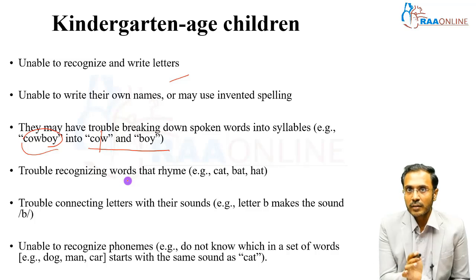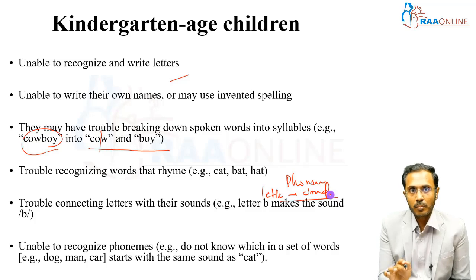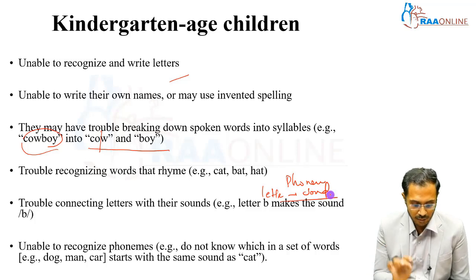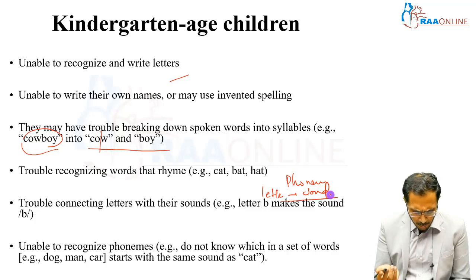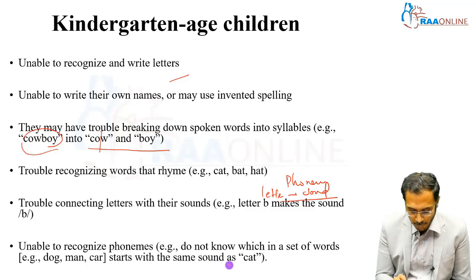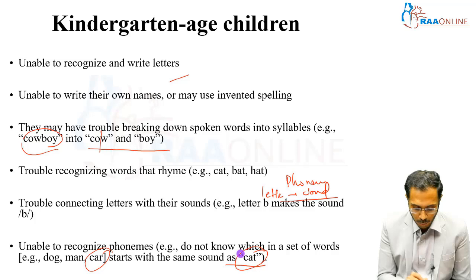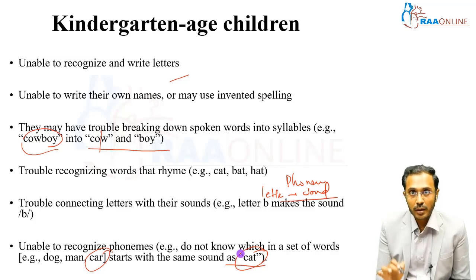These are all the things I told about phonemic awareness. Basic phonemic awareness is connecting letter with the sound. This is the basic cognitive problem that will present as reading disability. And they have problems in recognizing phonemes. They do not know which set of words starts with the same phonemic sound as cat. Here they have to identify that both start with ka. In children with at-risk SLD, they will not be able to do so.